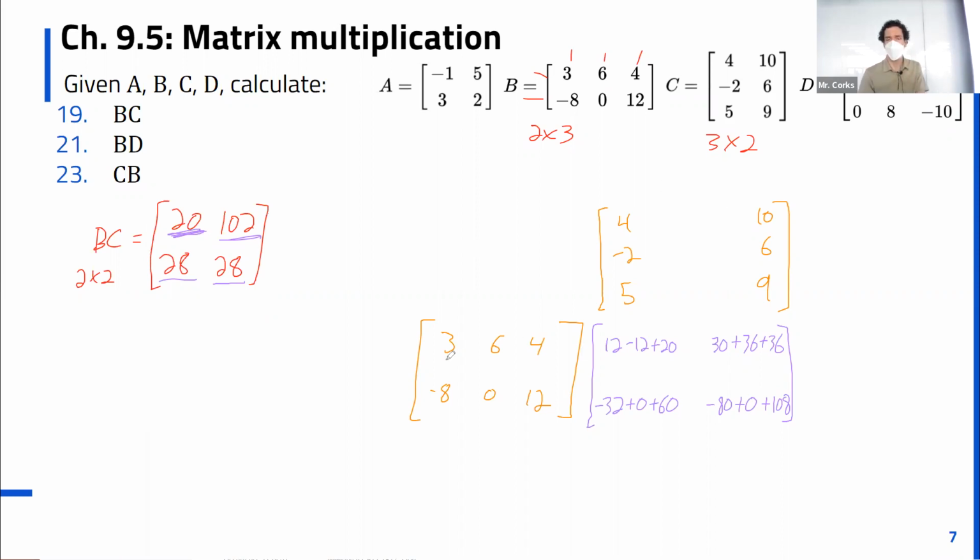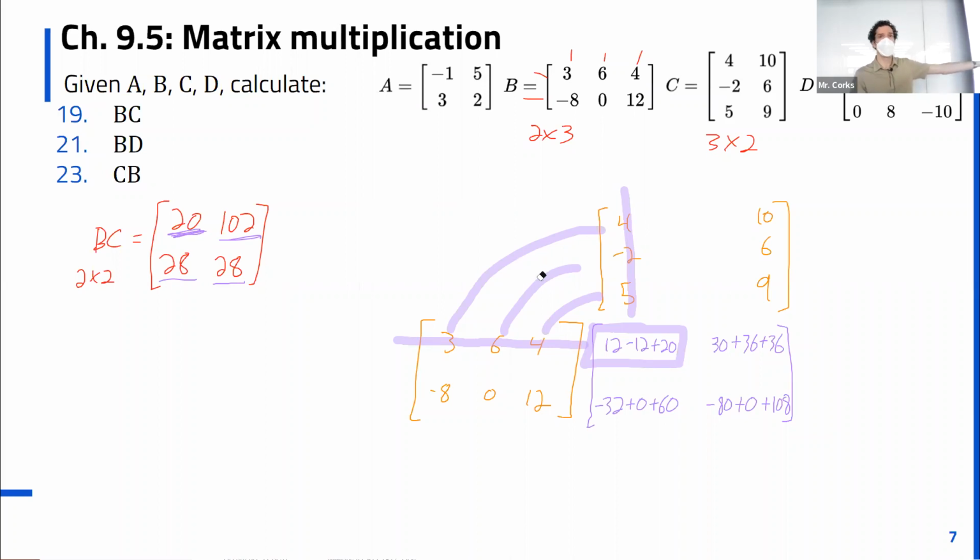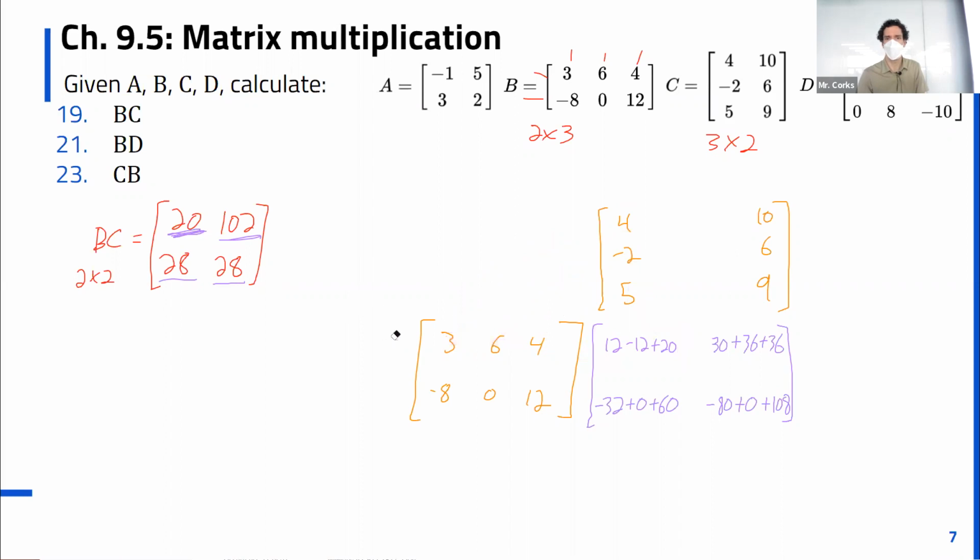So just so we all remember, each position here, like this first position, is just this row times this column, and inside that it's 3 times 4 plus 6 times negative 2 plus 4 times 5, like this. And same thing for all of them. Questions about the process? No? Okay, so let's look at the next one.